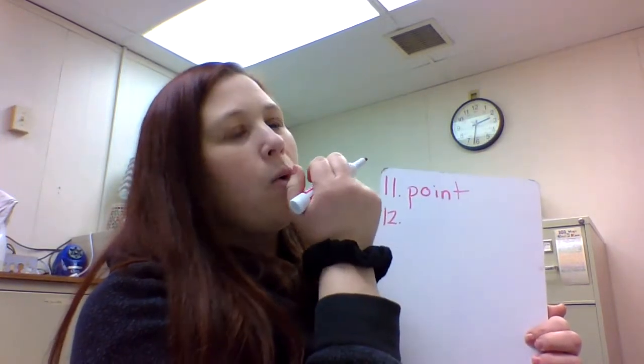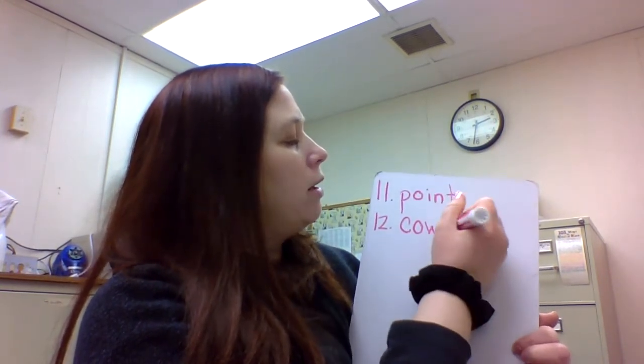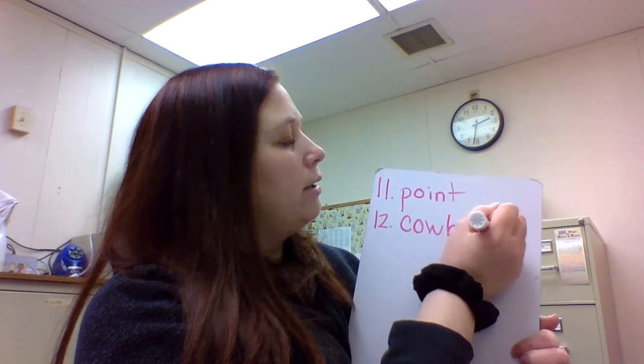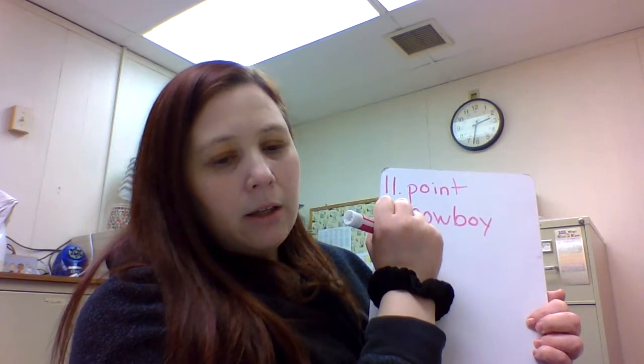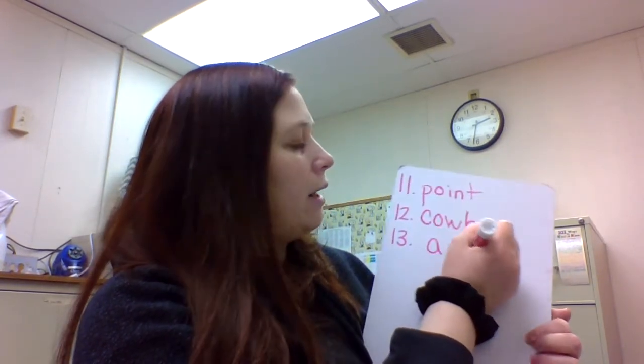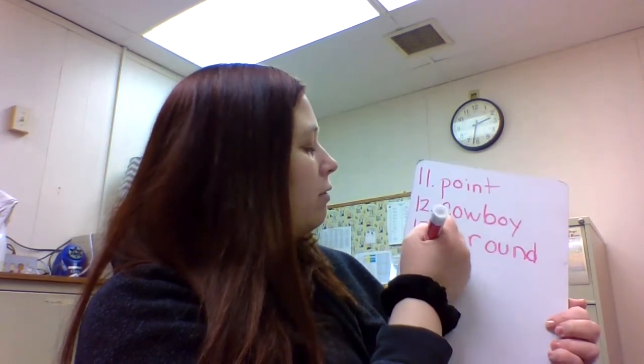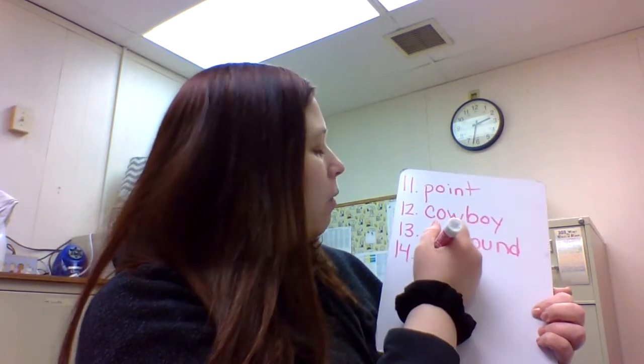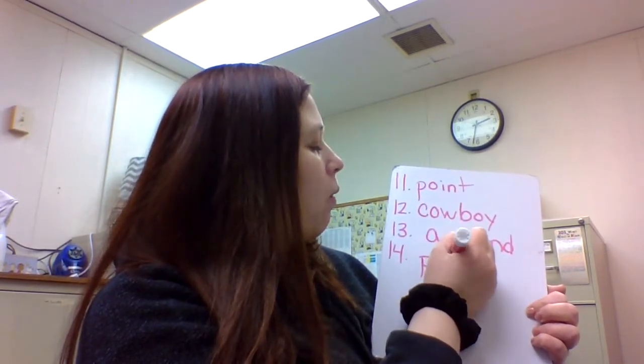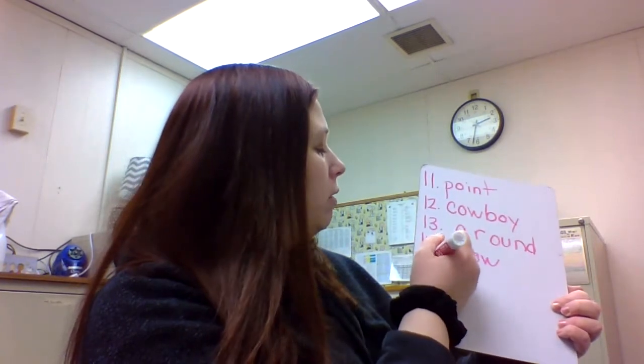Number 12, we have cowboy. So cowboy is a compound word, so even though the ow comes in the middle, we're going to use that O-W, because we're going to say cow, it's ow, and then boy, and there our oi is at the end. Number 13 is around. We have that ow, and it's in the middle, so it's O-U, around. Number 14, plow, our ow's at the end, so it's O-W.